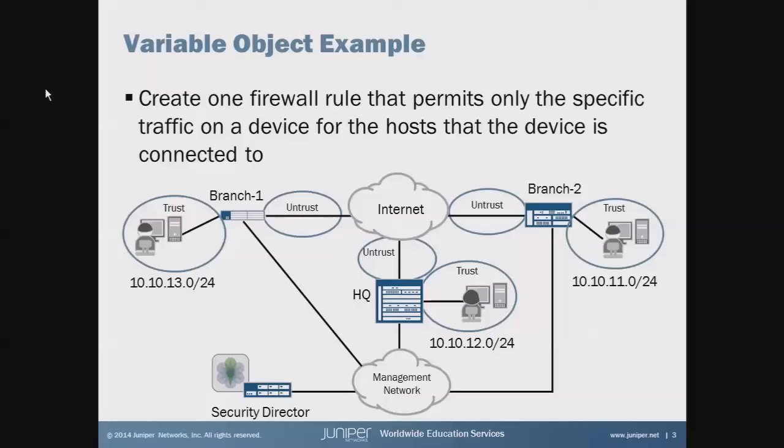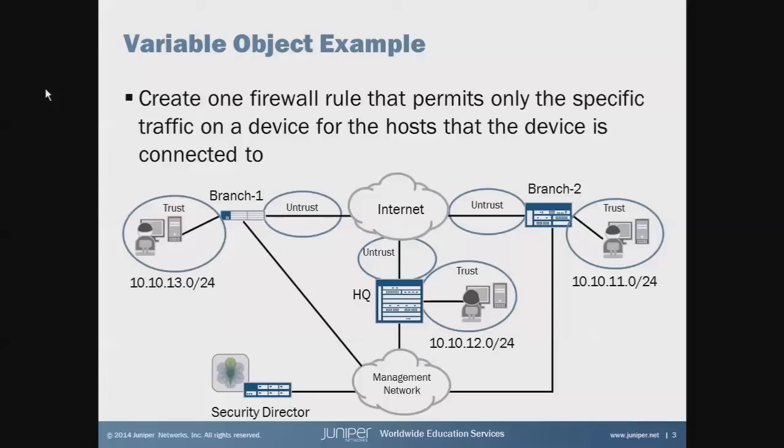one firewall rule that, if we push it to the branch 1 device, is going to permit the traffic for the 10.10.13.0/24 network. And we're not going to permit anything else. When we push it to branch 1, we're not going to have the prefix for the hosts that are part of the HQ device, the 10.10.12.0 prefix, or for the branch 2 device, the 10.10.11.0/24 prefix. We're just going to have the 10.10.13.0/24 prefix.